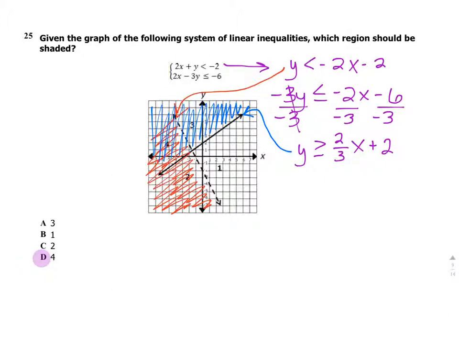Well, really, you want to do it this way. That's the most efficient way to do it. You could go through and plug in a number from each of the 4 sections to each inequality. That seems to me like it'd be a little bit more trouble than it's worth, though.